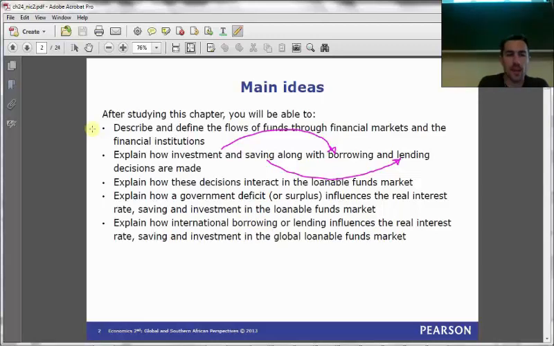So we had done the first one, we had done the second one, we had done the third one, but I said we would come back and revise the third one. This is where we'll start today, and then we'll do more discussions about the government's influence on the loanable funds market, as well as international borrowing and lending, so influence of external factors outside of our economy.